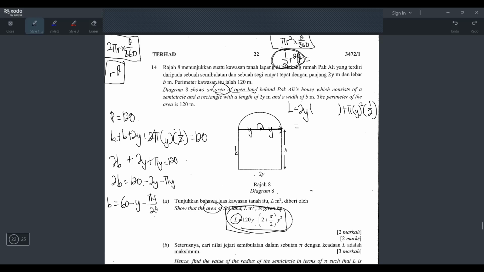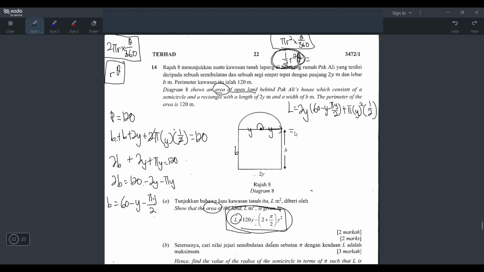Now, after you get here, you can substitute this b inside here because this bracket is b, right? So when I substitute, it will be 60 minus y minus pi y over 2. And the reason I want to substitute this is because I want to find L in terms of y. So once you substitute, now your equation is L in terms of y.